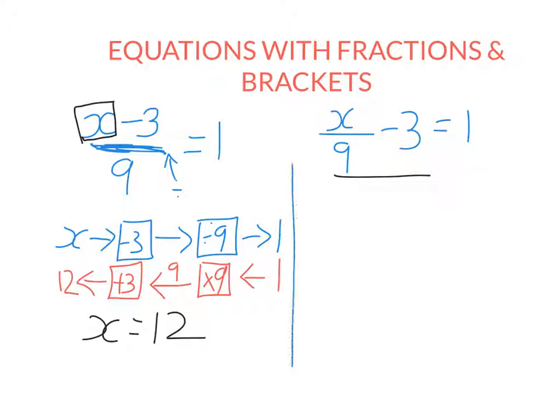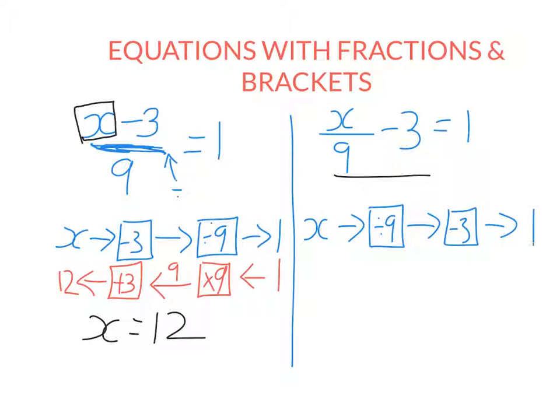Let's have a look at the second one. Let's go and solve it. So I took my unknown number, but this time I divided by 9 first. Then I subtracted 3 to give me my answer of 1. So if I want to find what number I started with, what x is, I start at my answer of 1. Instead of subtracting 3, I add 3. And then instead of dividing by 9, again I times by 9.